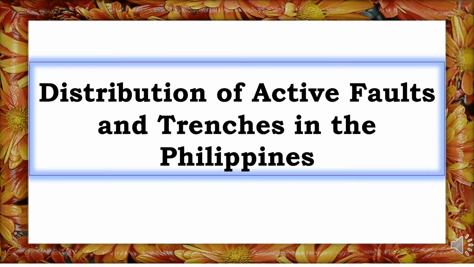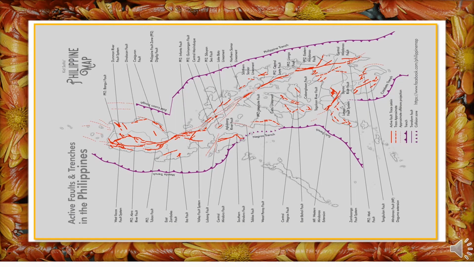Distribution of active faults and trenches in the Philippines. Philippine map with active faults and inactive faults. Active fault trace certain is represented by red solid line, while active fault trace approximate is represented by bold red broken line. Violet colors of different shapes are trenches, faults, and collision zone.